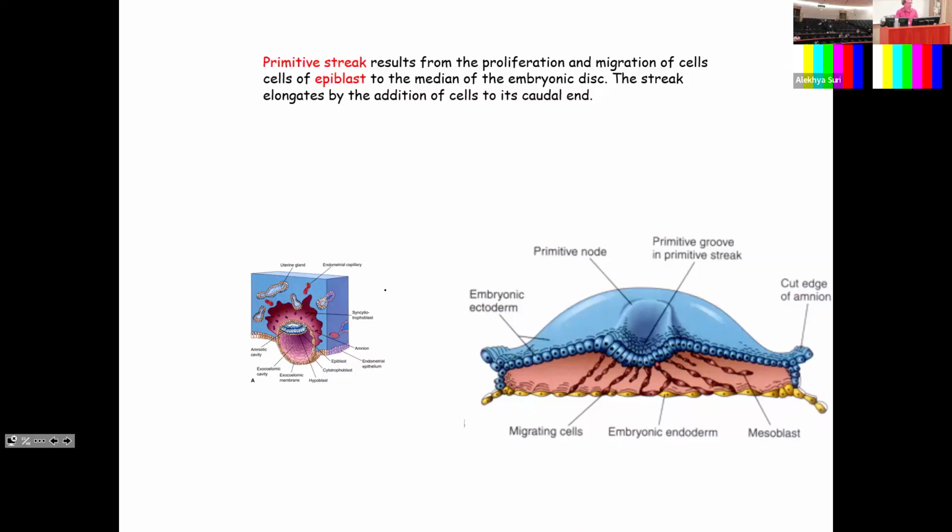And this is another view, with the primitive groove in the primitive streak. There are many, many names. The most important one for you to retain is the primitive streak, this one, okay? These are epiblast cells, the ones that ingressed and then egressed to form this void chamber here, and it's been occupied now by the mesodermal cells.